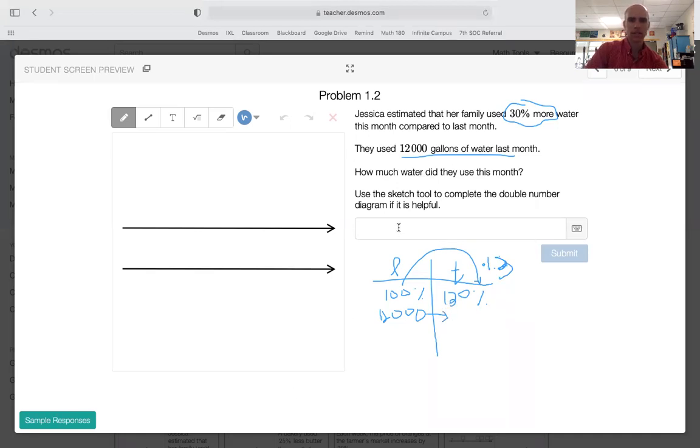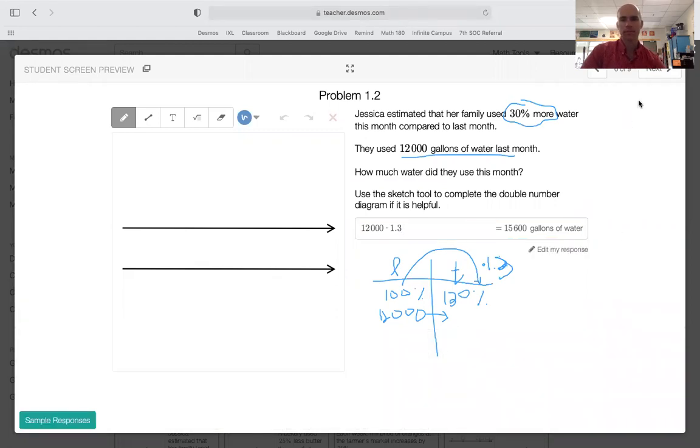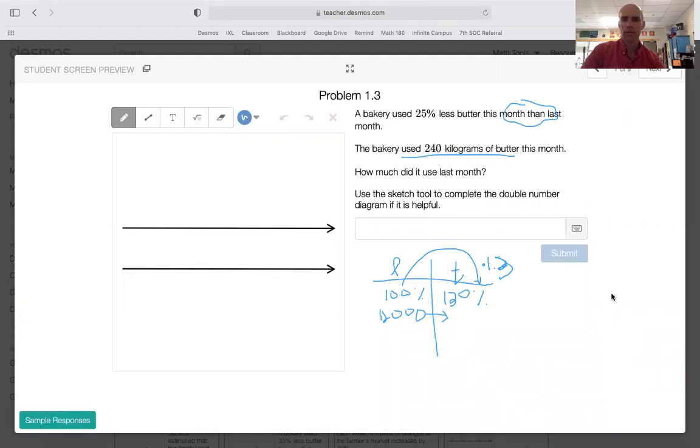So I'm going to punch it in here. 12,000 times, I guess I could have done that on the keyboard, but whatever, times 1.3, 15,600. And let's move on to the next one.